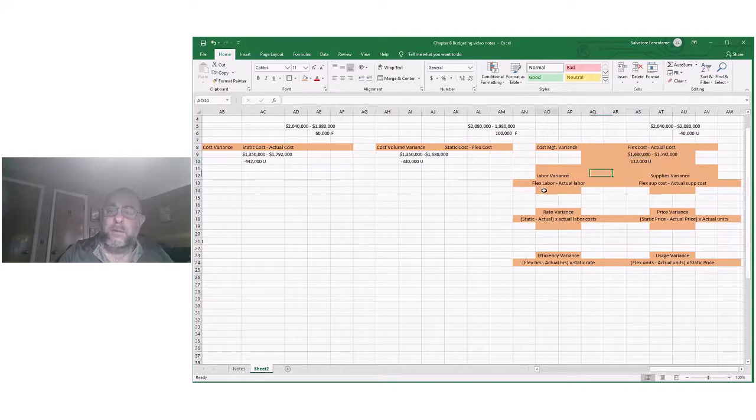So from a labor variance point of view, your flex labor, let's see if I can break this down for you, will end up being negative 64,075, and the supplies variance will end up being negative 47,925. Let me just double check this math here real quick.